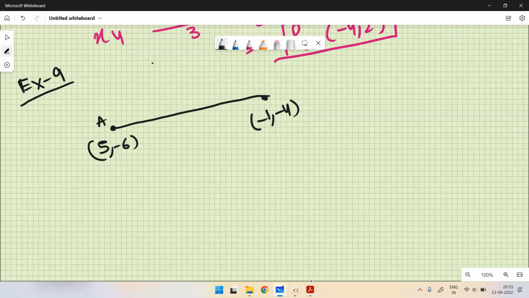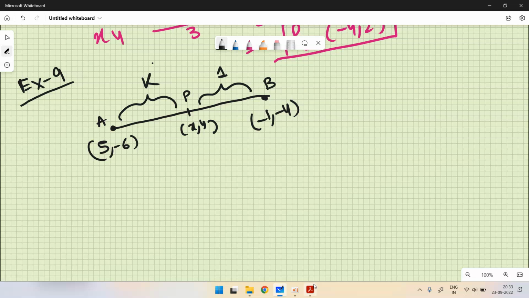Let us suppose this is A and this is B, and there is a point P, which is (x, y). Suppose I take this to be m1 and this m2. But since m1, m2 is not given, I will assume the ratio is k is to 1. Now you will say, sir, neither k is given, nor x, nor y. How will I be able to find the ratio and the point?